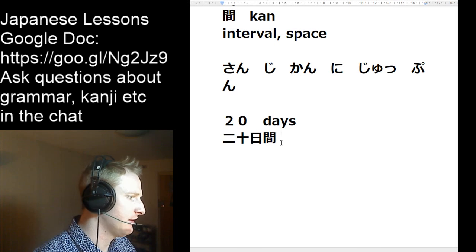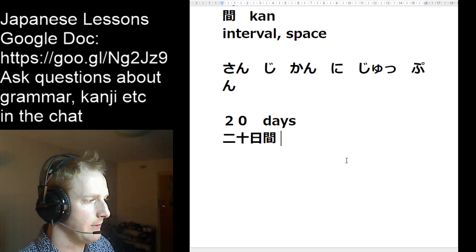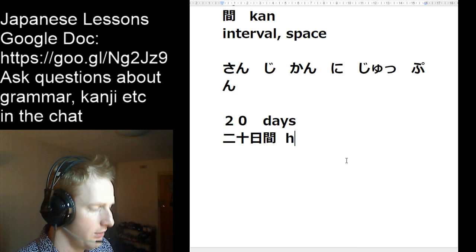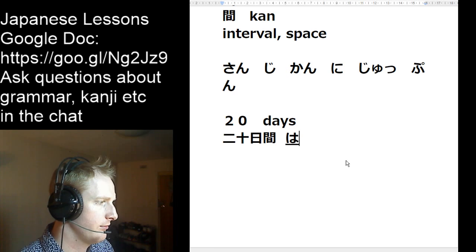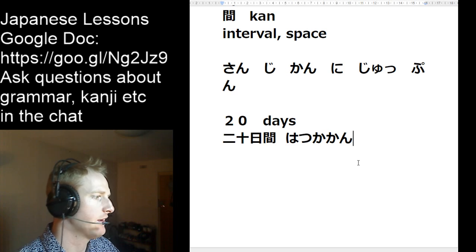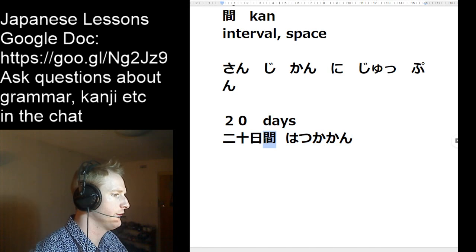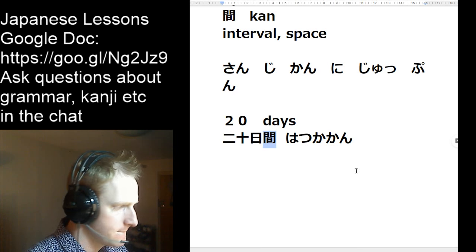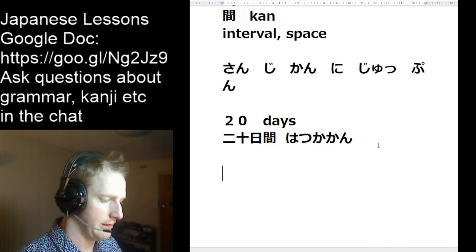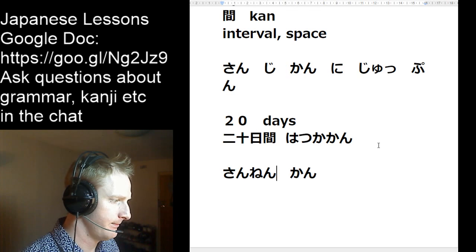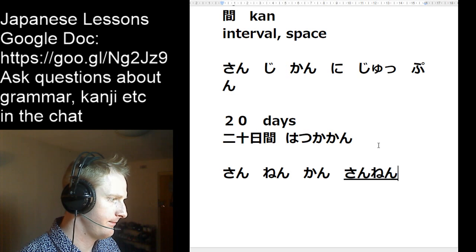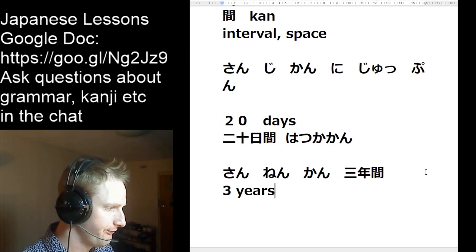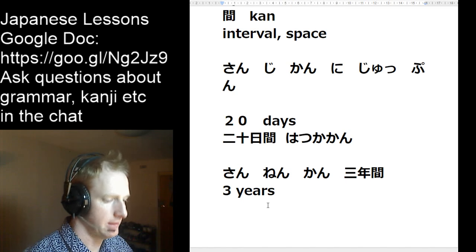Now, just keep in mind that 20 is a bit of an exception reading. Okay, so it's not niju nichikan. Okay, it's this 20日間. Okay, but this is the important thing that this counter does. It kind of delineates the difference between days. All right. And we could say something like 3年間. All right, and this is 3 years. 3年間.